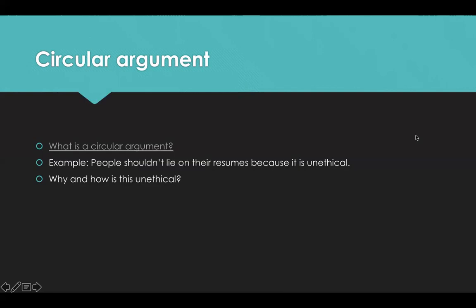So if you state your position or your opinion, and instead of providing support for that position, you just repeat yourself over and over, then that can produce a circular argument.